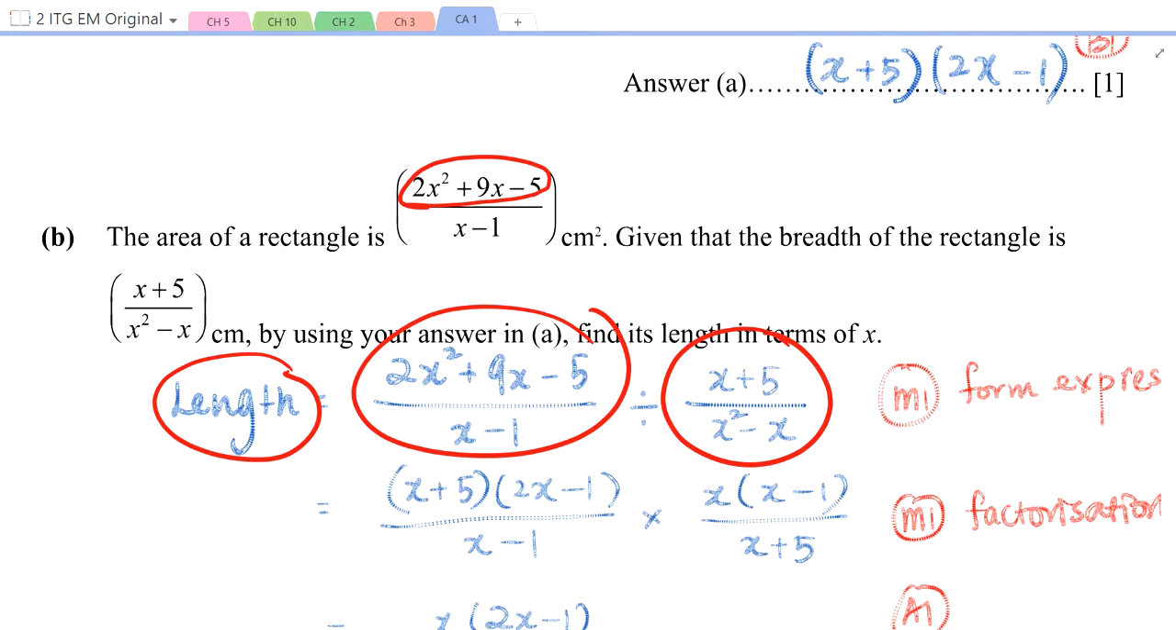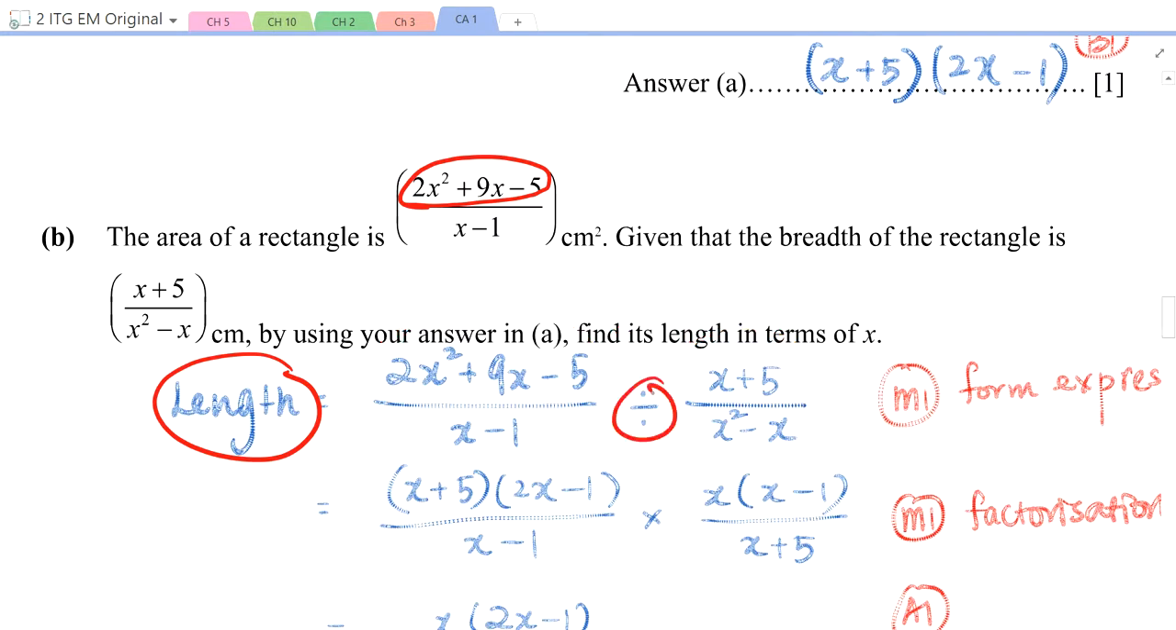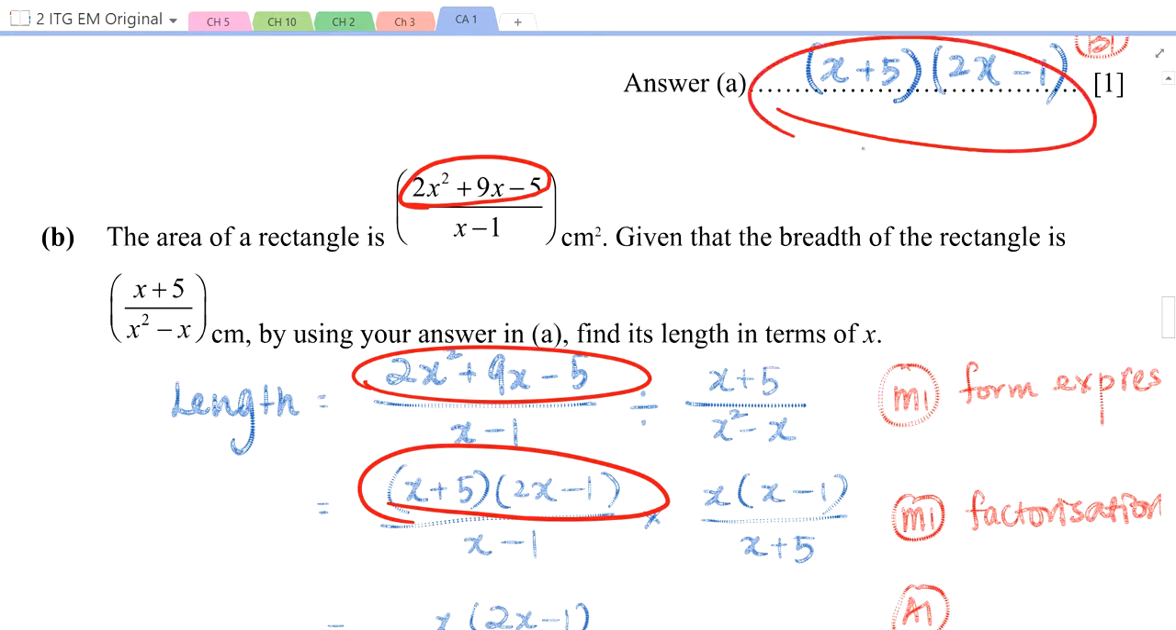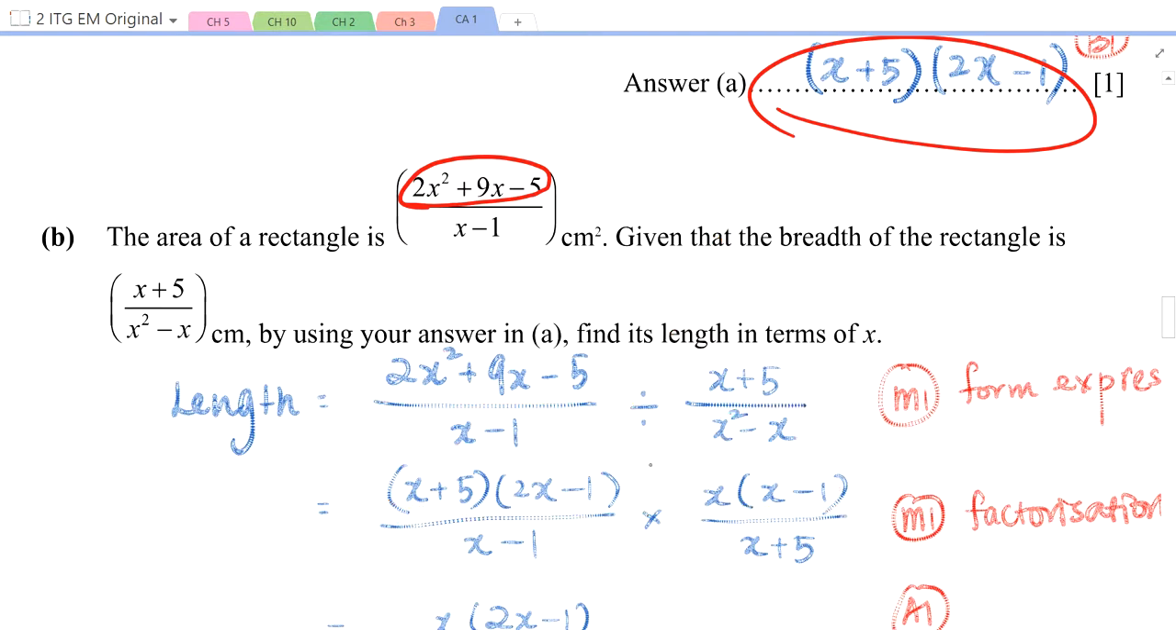The next step, change the division to a multiplication and you flip the second fraction over. Once you manage to flip that, you need to replace your numerator with your answer in part A. Okay, once you transfer this answer down and you factorize this, x squared minus x is actually x times x minus 1. You get 1 mark. But I was lenient here. You show me you can factorize, I give you 1 mark already.